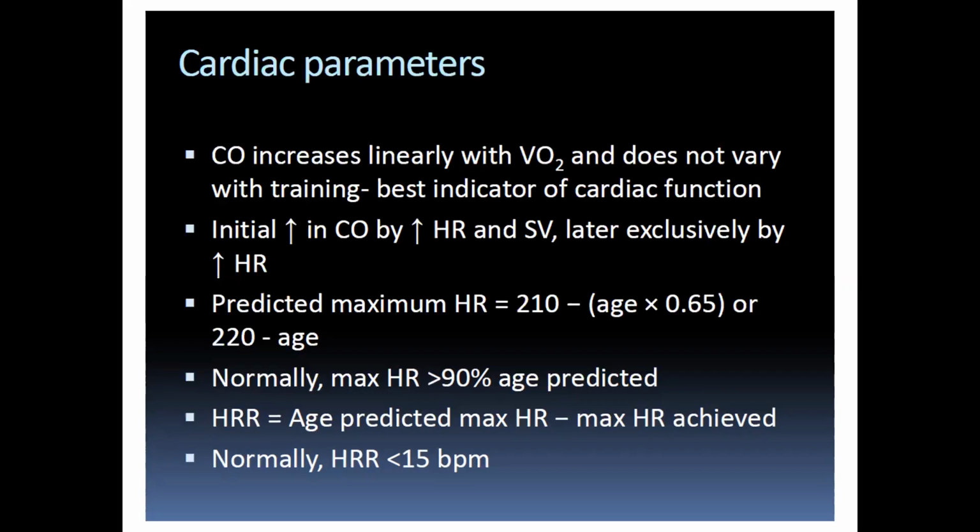Okay, so as you start exercising, the initial increase in cardiac output comes from a combination of your stroke volume increasing and your heart rate increasing. But around anaerobic threshold, or a little after, it is exclusively the heart rate increase that is augmenting the cardiac output, okay? The other important thing is, what is your maximum heart rate? Everyone knows that. Most people use 220 minus age. And if you reach above 85% of that predicted heart rate, it means you have reached your heart rate reserve. In general, that's how we use this.